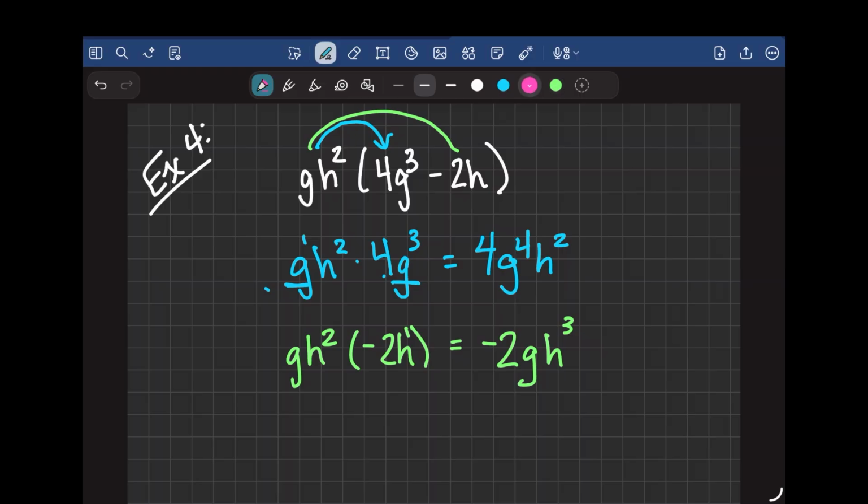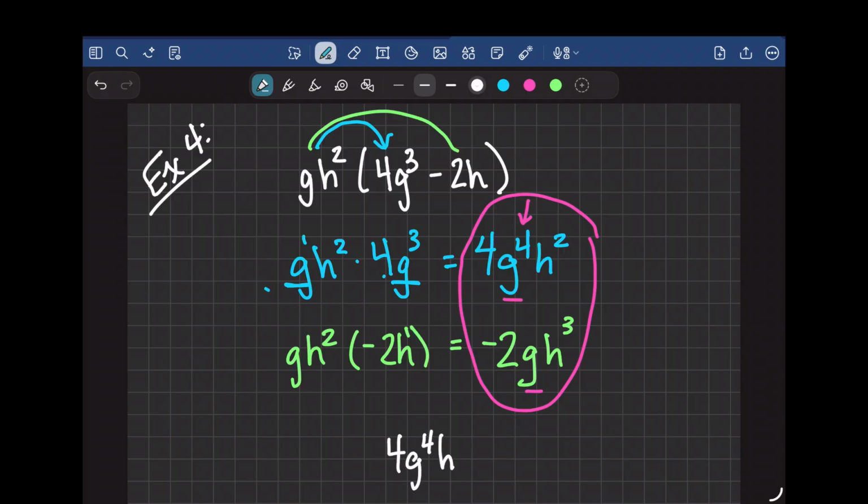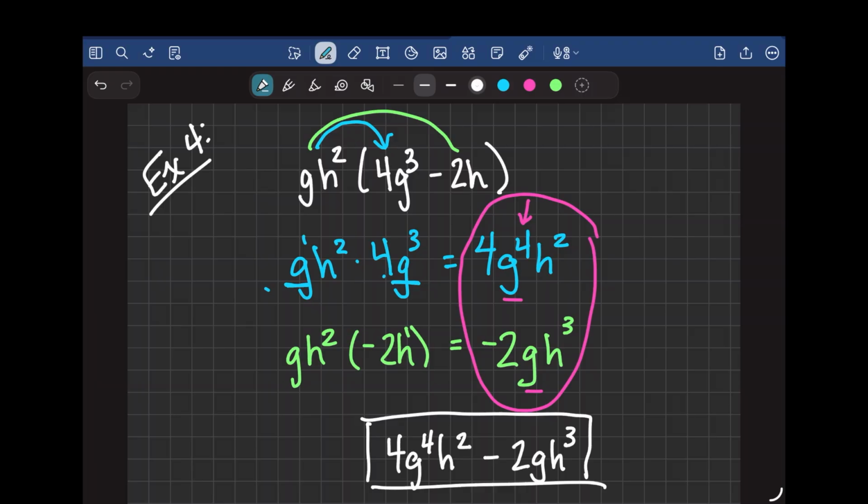Now, when we're looking at organizing these, I want to think about which letter comes first in the alphabet. And that is the letter G. So all I want to do is look at the two G's and see which one has the highest exponent. The highest exponent is 4, so we're lucky. We're going to keep it in this order. We're going to do 4g to the power of 4h squared minus 2gh cubed. Okay, if that g to the power of 4 was the bottom, then obviously we would have switched the terms. But this is your simplified answer for example 4.